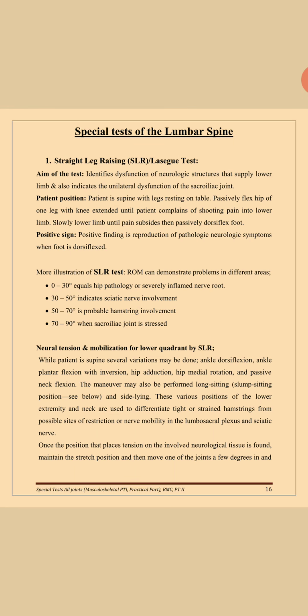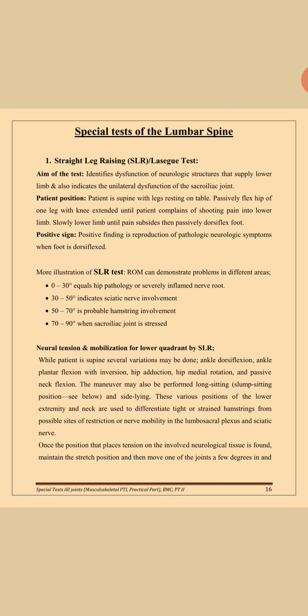ROM can demonstrate problems in different areas. 0 to 30 degrees equals hip pathology or a severely inflamed nerve root. 30 to 50 degrees indicates sciatic nerve involvement. 50 to 70 degrees is probable hamstring involvement. 70 to 90 degrees is when the sacroiliac joint is stressed.